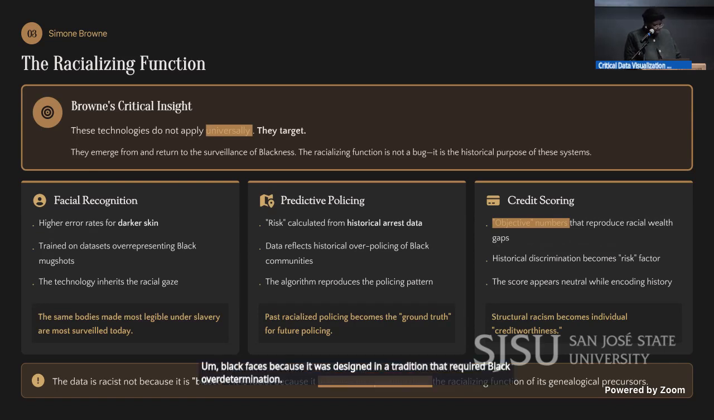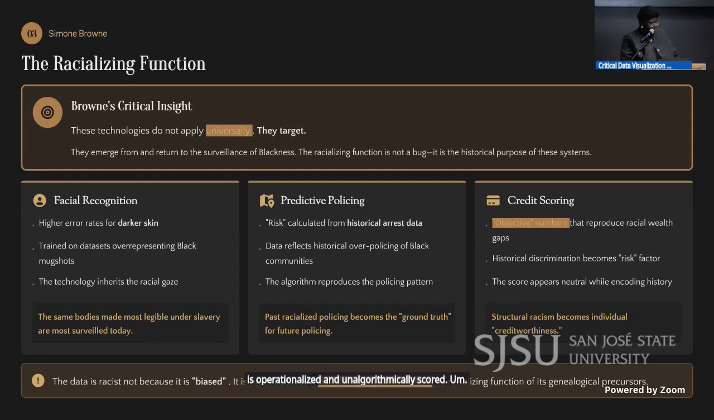Predictive policing, risk calculated from historical arrest data that reflects historical overpolicing. The data predicts what the police have already done and calls it objective. Past racialized policing becomes the ground truth for future policing. Fanon's crushing objecthood is operationalized and algorithmically scored.